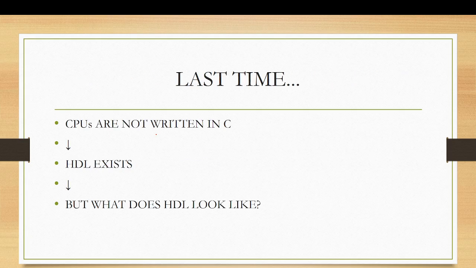In the last video, we discovered something shocking. CPUs are not written in C, and that creates a huge question. If CPUs aren't written in C, then what language built the CPU? We found the answer. HDL, Hardware Description Language. And today, we go one level deeper. We are finally going to see what HDL actually looks like.